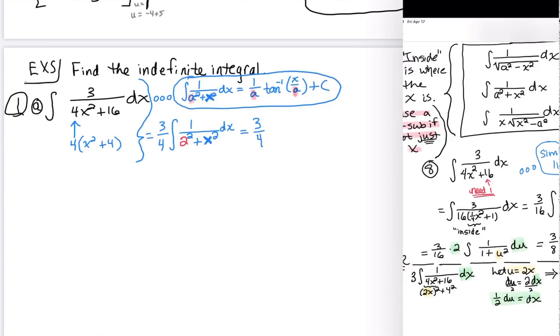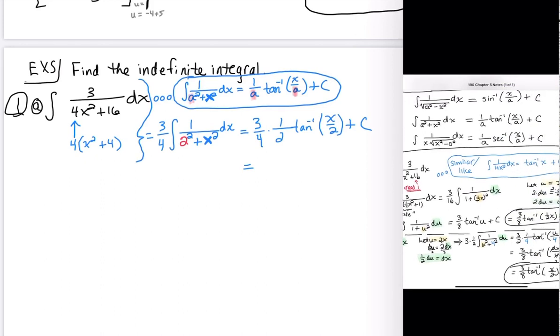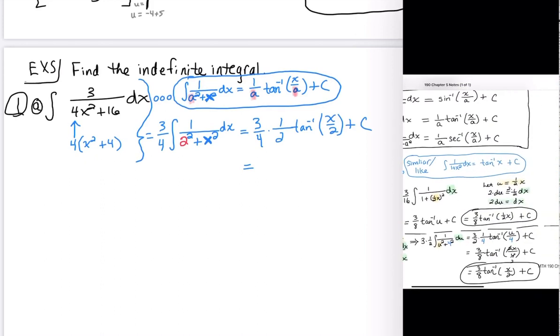So I would have my 3/4 carried along as a constant multiple, and then if I know this formula, I have my 1/2 and then my tan inverse of x over 2, because 2 again is the a, plus c. And so of course, this is like the third time we've done this one, but we're of course getting the same thing here. So we get 3/8 in this tan inverse of x over 2 plus c.